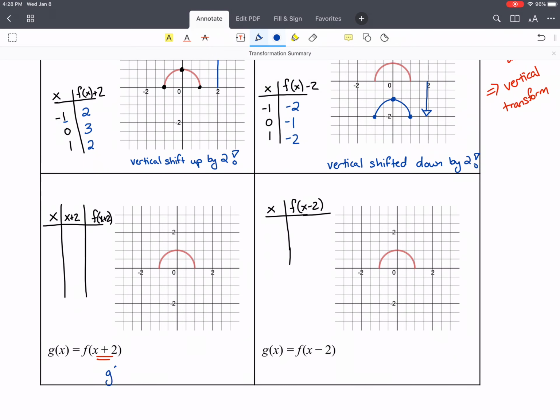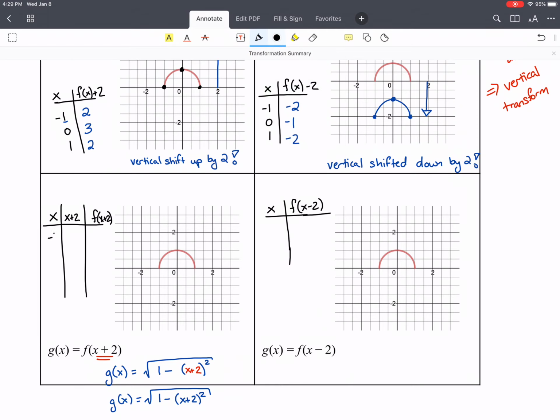Algebraically, our f of x was the square root of 1 minus x squared. Now instead of putting my input x in, I put in x plus 2 and I square that. So in the end, algebraically, this transformed function equation looks like the square root of 1 minus x plus 2 quantity squared. So it's a little bit more work to think about what's going to happen with my function.